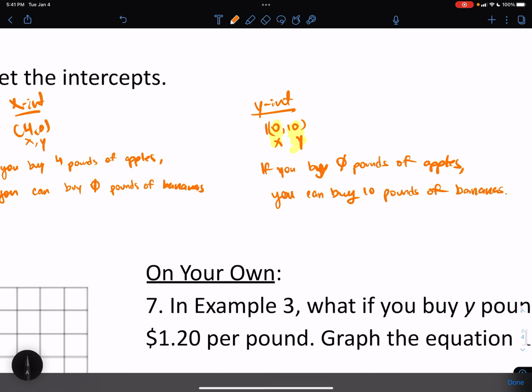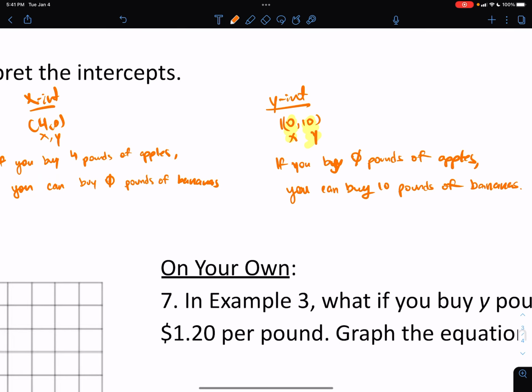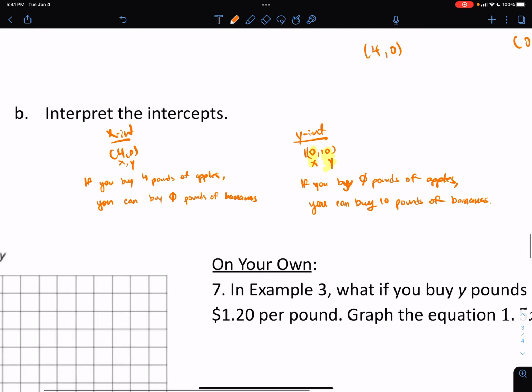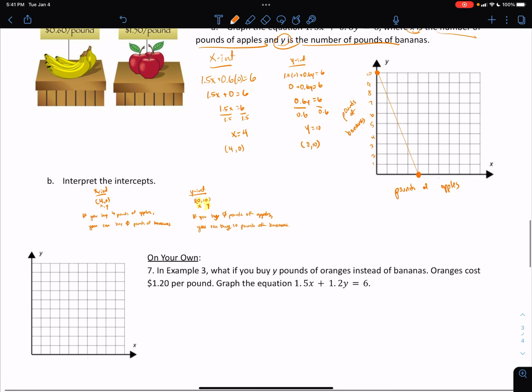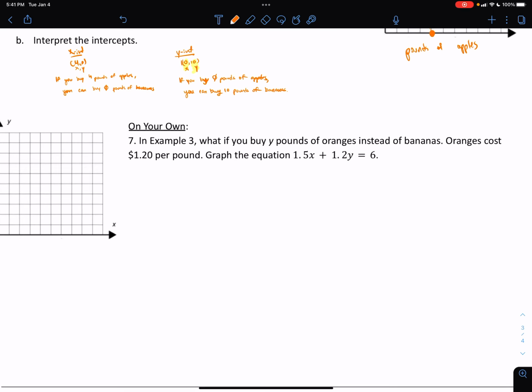I know it's a lot of writing, but hopefully it's not as difficult as interpreting slope or y-intercept. This is just an easy way of interpreting your intercepts. Okay? So why don't you do this last one on your own, and then we'll fill out our level of understanding.